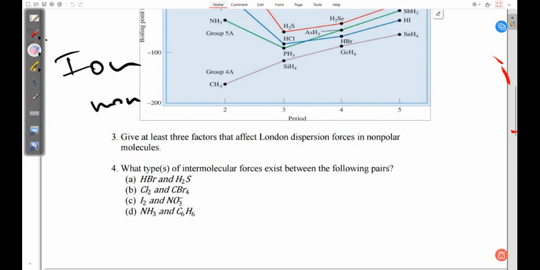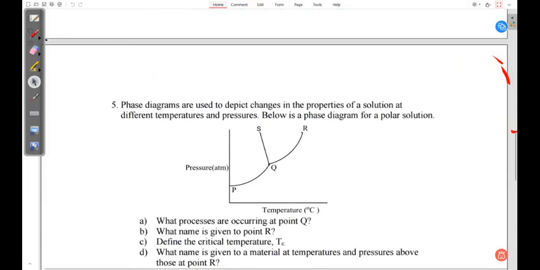Okay, so that's it to question 4. I hope you've gotten it. I hope you've understood how we've answered it. I'll move to question 5.